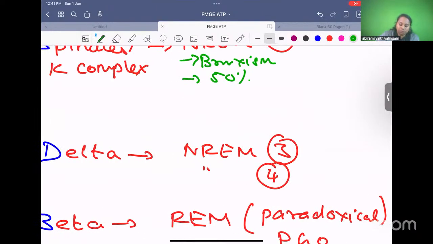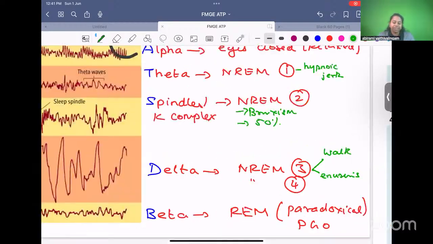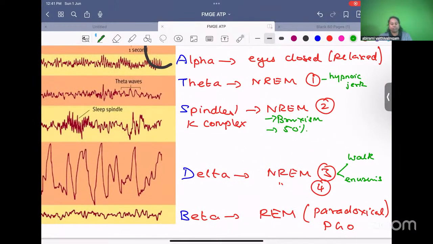NREM3 is more prone to sleepwalking, somnambulism, and bedwetting, enuresis. So these are the features for different stages of sleep.